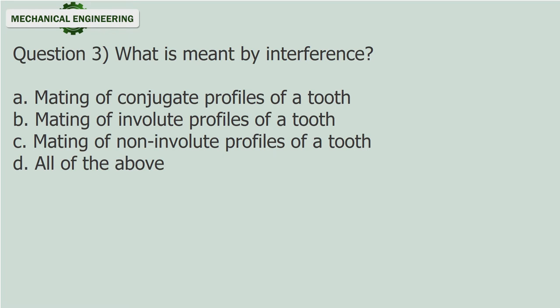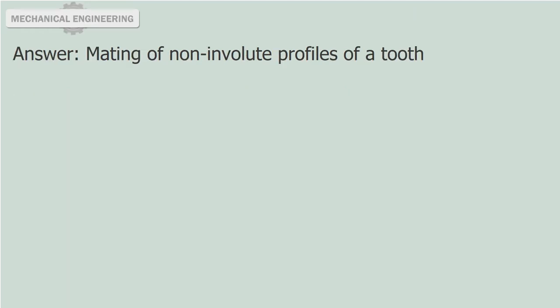Question 3. What is meant by interference? A. Meeting of conjugate profiles of a tooth. B. Meeting of involute profiles of a tooth. C. Meeting of non-involute profiles of a tooth. D. All of the above. Answer. Mating of non-involute profiles of a tooth.